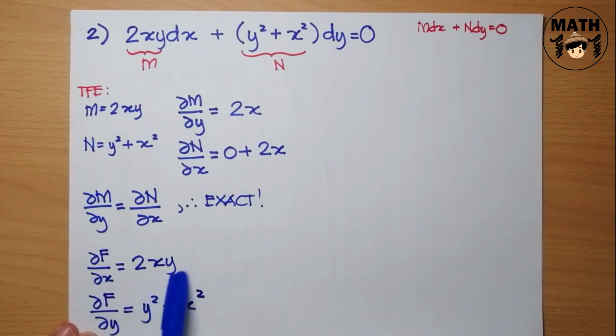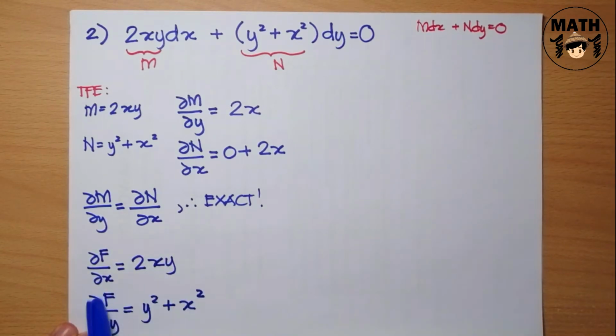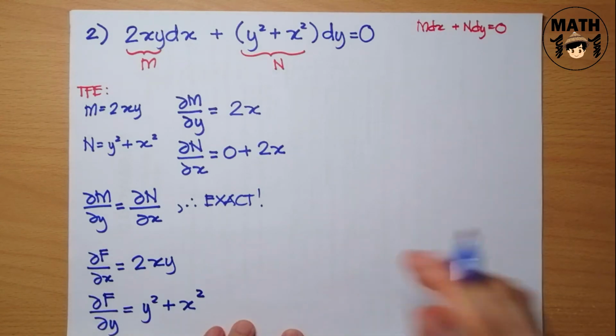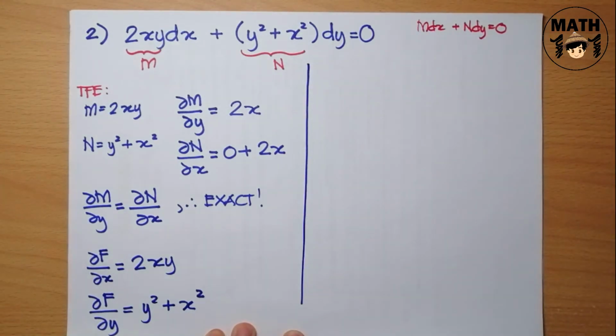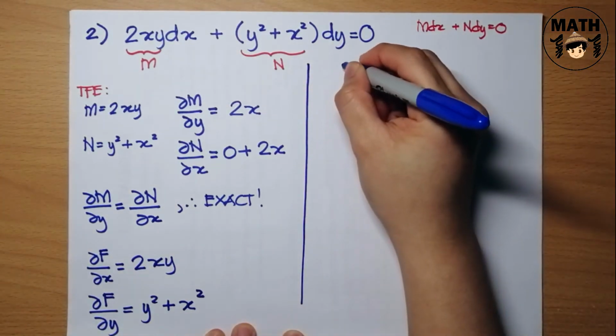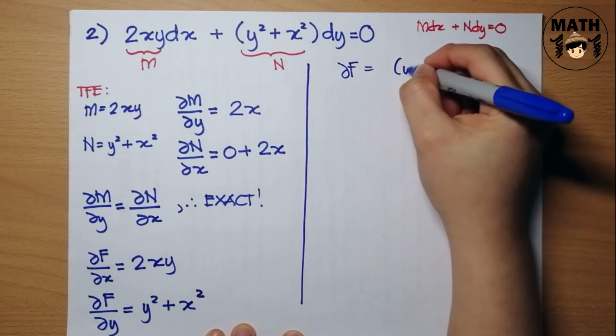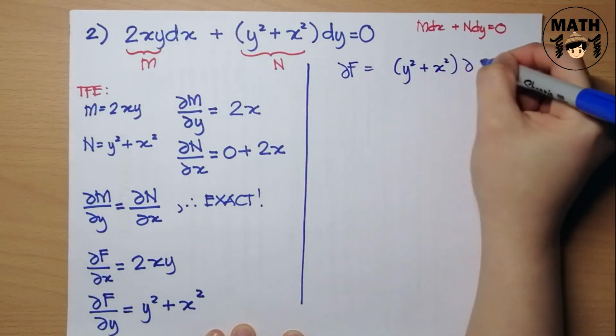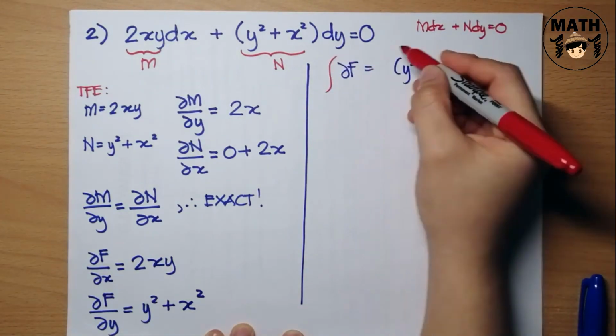Kanina, kinonsider natin yung first or yung partial derivative with respect kay x. What if i-consider natin to? May magbabago ba or same pa rin ba yung makukuha nating sagot? So, try natin gawin yon. Consider natin ito. The derivative of f is equal to quantity y squared plus x squared, partial of y. Solve for the integral of this equation.